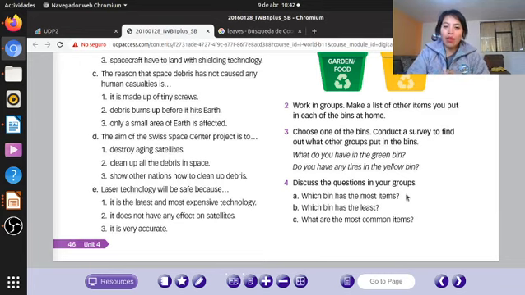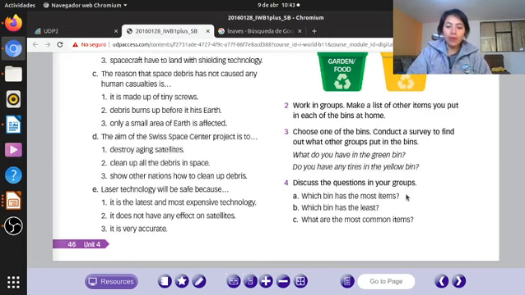And question letter B says, which bin has the least? Which one has the least, or a small quantity of items, right? Okay. And what are the most common items? What are the most common items that you can find, right? You have to answer these questions, of course, on a sticky note, right?